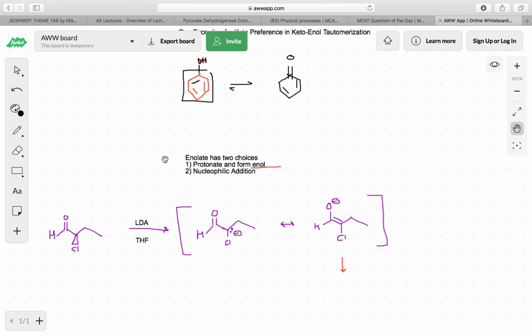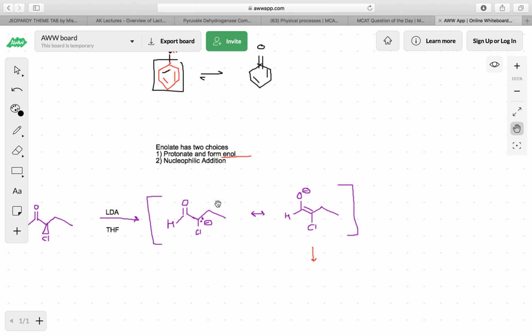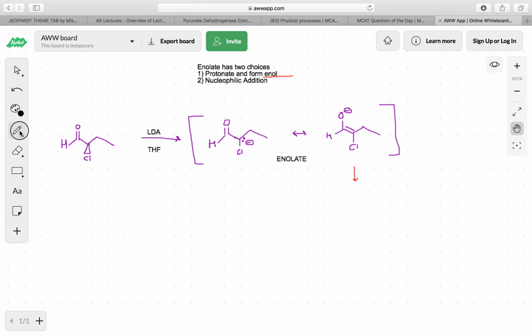So as I said before, your enolate, so we had our aldehyde. We use a strong base to deprotonate it, and we create our enolate right here. Now your enolate, as I said before, it has two options. It can either protonate and form an enol, which then tautomerizes back to your original aldehyde, or it can do nucleophilic addition. So let's just draw the nucleophilic addition in so you guys get an idea once again. Let's just do something more fun this time. Let's use something like this. So if I do that, this guy's going to do nucleophilic addition.